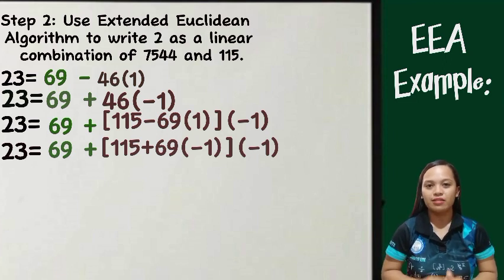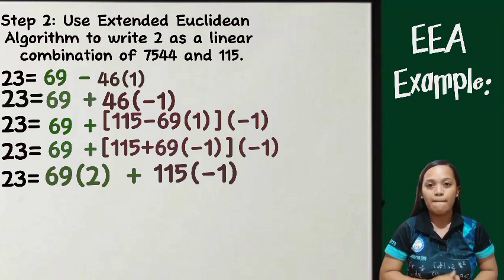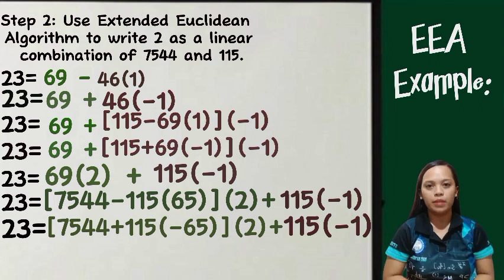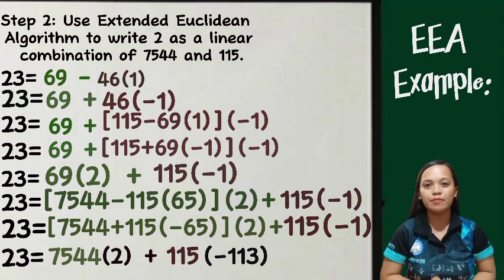So the result is 69 because 69 times negative 1 times negative 1 is positive 1, plus 1 is 2. So 2, and then copy the 115 times negative 1. Let's look at the remainder again. So the upper one is 36 because it is 78. So it becomes 7,544 minus 115 times 65, times 2 plus 115 times negative 1. So now let us change the sign: 7,544 plus 115 times negative 65, times 2 plus 115 times negative 1. So the result is 7,544 times 2 plus 115 times negative 131. It becomes 131 because negative 65 times 2 is negative 130, plus negative 1 is negative 131.